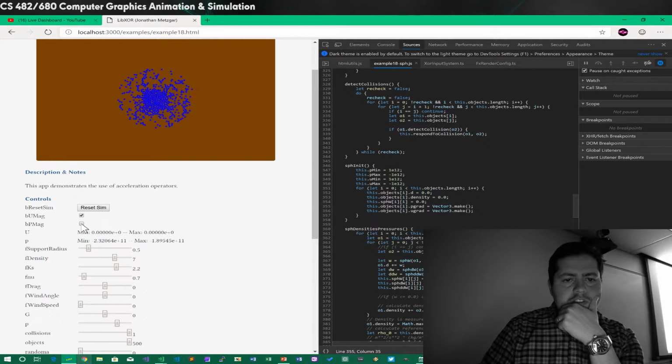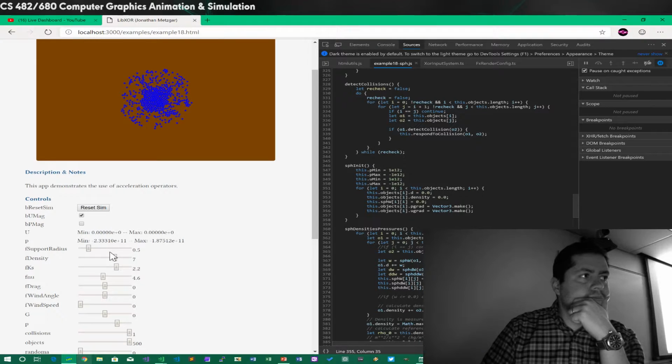Let's turn off the pressure. So there's no velocity at all. Actually, we can see that here. There's no velocity. We can see that pressure is really high. That tells me that whatever we're calculating to be the reference density is really low. Somehow that number is really low.